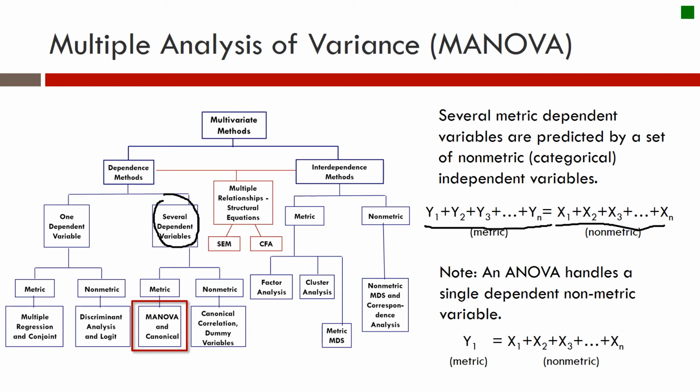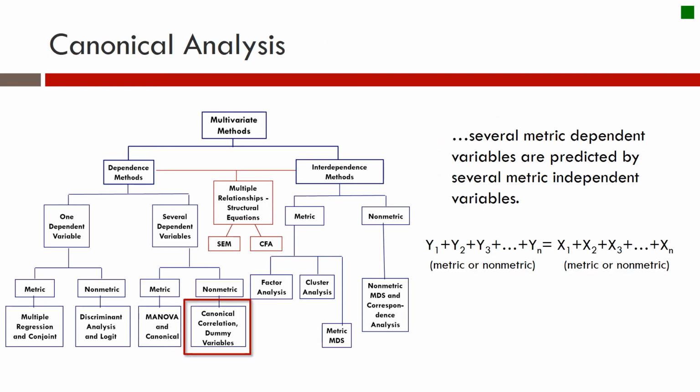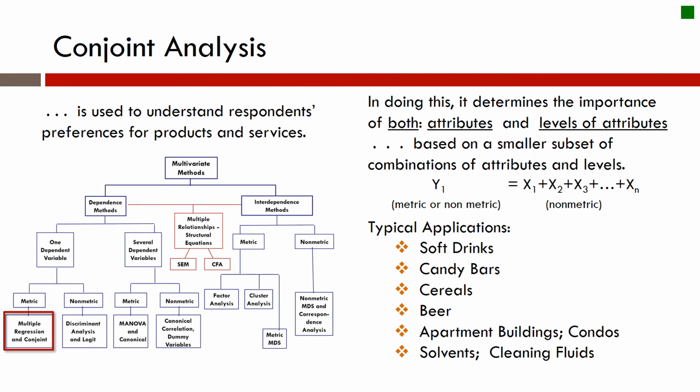We have different types of options here. Canonical analyses are included as well, where we have several dependent variables predicted by several independent variables. Yet with canonical analysis, as opposed to MANOVAs, these can be metric or non-metric, either one. Conjoint analysis is another method that is popular when we look to do preference ratings. Actually, conjoint analysis is something used quite often when we look at creating new products.